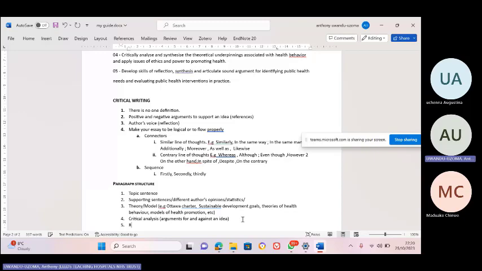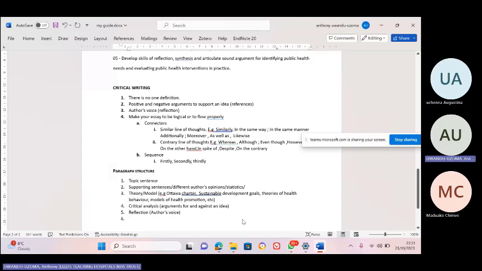Then the last one is your reflection. Here is your author's voice. As an academician, what do you say after looking at all those things? Is there any implication for practice? Implication for public health policy and practice. This is a general structure that you can use in your paragraph. You may not use everything in all of them, but these are the things you need to write a very good paragraph.